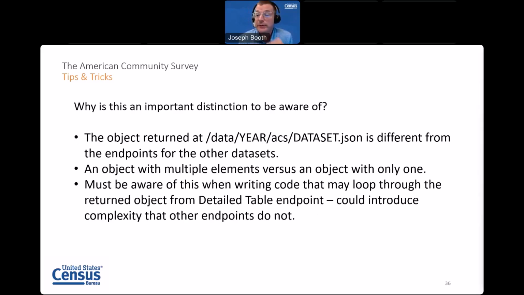So the next point is really important if you're working with the API programmatically. When you're using the ACS detail tables endpoint, for example, the ACS 1 year with detail tables, you're gonna see that the JSON object that's returned contains multiple data sets. So if you hit that endpoint, you're gonna see more than just the detail tables metadata. So we're also going to take a look at another data set so that you can see the difference. But the big takeaway here is that not all of the endpoints behave the same. So you have to be cautious.